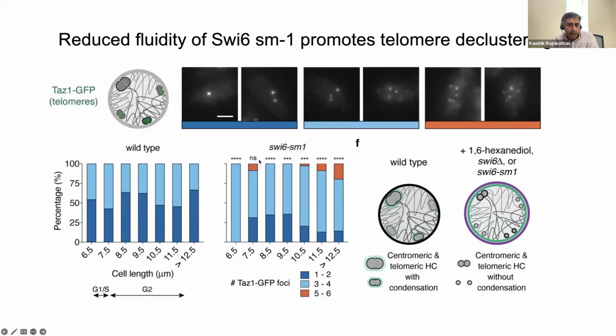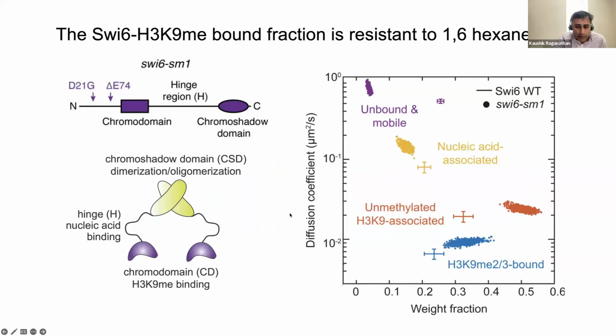The telomere declustering phenotypes are quite acute in the case of the SY6 SM1 mutant, which got us thinking, what are the biophysical properties of SY6 SM1 that are leading to these telomere declustering mutants? So we performed single molecule imaging experiments, and this is the mutation again of this SM1 allele. There are 2 mutations, in fact. One is an aspartate to glycine mutation, and a deletion of a glutamate residue, delta E74.